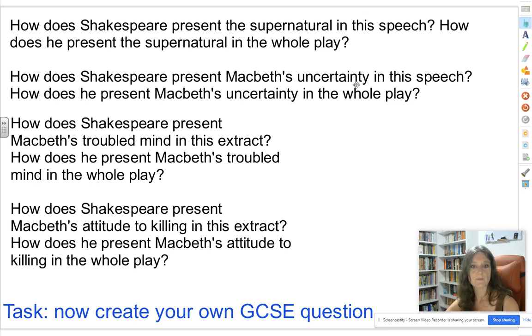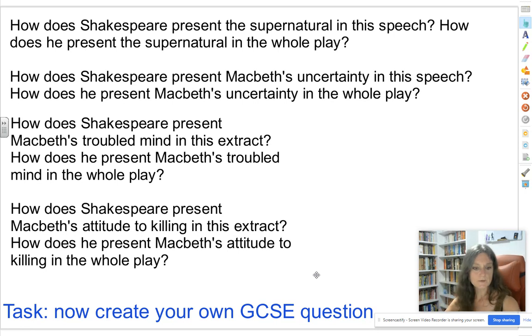How does Shakespeare present Macbeth's uncertainty in this speech? How does he present Macbeth's uncertainty in the whole play? How does Shakespeare present Macbeth's troubled mind in this extract? How does he present Macbeth's troubled mind in the whole play? I like that one a lot. And then finally, the question I made up here, which could go really well with this extract, is how does Shakespeare present Macbeth's attitude to killing in this extract? How does he present Macbeth's attitude to killing in the whole play? Probably that last one sounds the least like an AQA question, but they might just word it a bit more discreetly and come up with something similar to that.